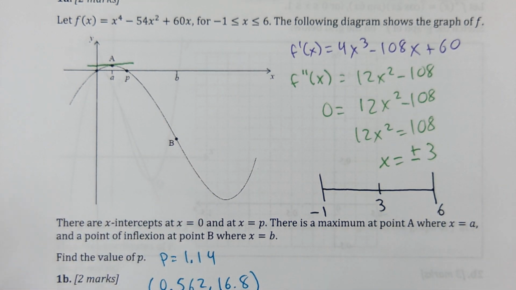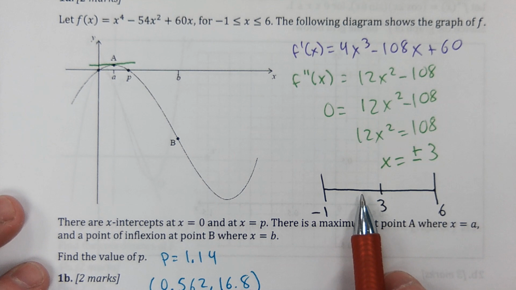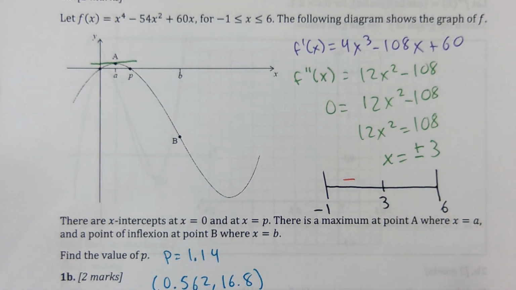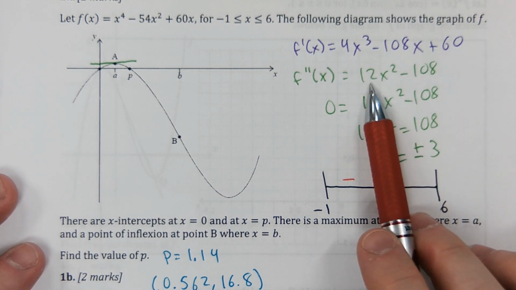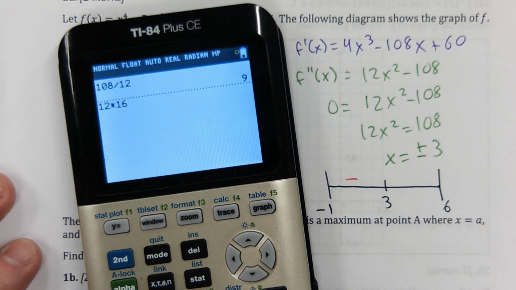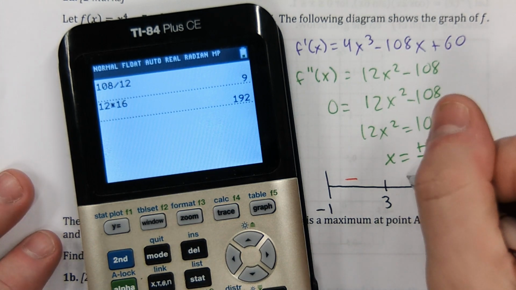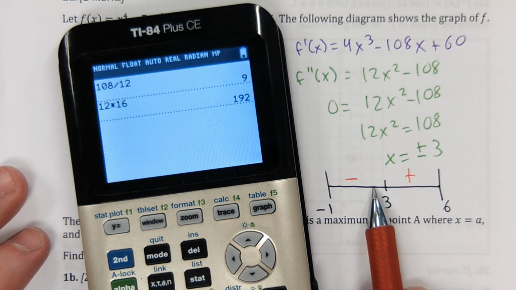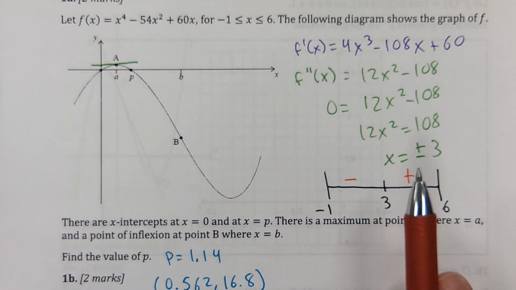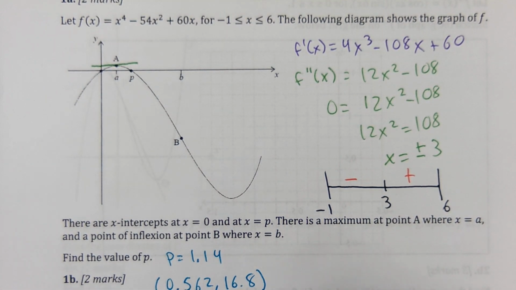It's the only time the second derivative equals 0 in that span. But I might as well finish filling out the sign diagram. Plug in like a 0. You get 0 minus 108, clearly negative. Plug in, I don't know, 4. Well, 12 times 16 is a lot bigger than 108. So when you subtract, you're going to get a positive. And because my second derivative switched sign at that value, yes, that is definitely an inflection point. We know it's at x equals 3.